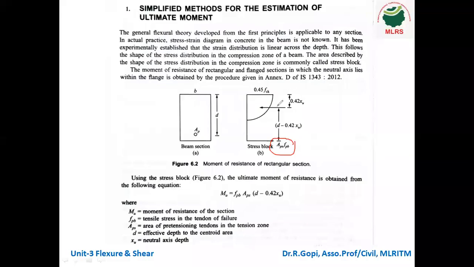So this is the stress block for the precise concrete member, with lever arm distance d minus 0.42 XU, and the tensile force is acting, APS into FPB, stress into area. Okay, so now you can see here what is the moment of resistance. So this force, the tensile force, into that perpendicular distance. So here the tensile force is APS into FPB, and what is the corresponding height? That means the lever arm depth is d minus 0.42 XU.